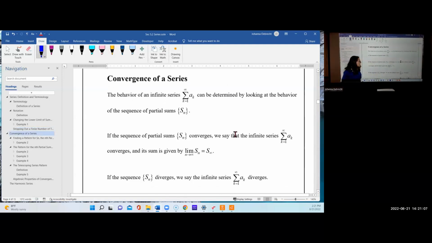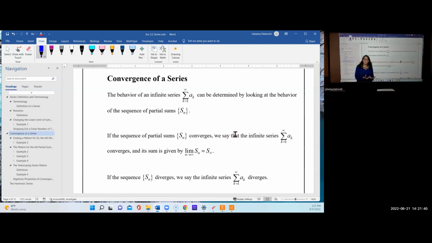Now, what we want to talk about is the convergence of a series. When does a series converge? And what do we mean by converges? So when we're talking about convergence of a series, and again, we're talking about adding up the infinitely many terms of a sequence, what we're talking about with convergence is that even though there are an infinite number of terms in the sequence, when we add them together, we get a finite number. In that case, we would say it converges.